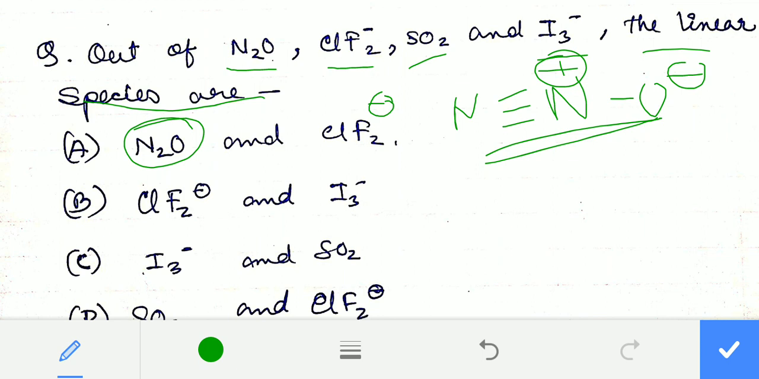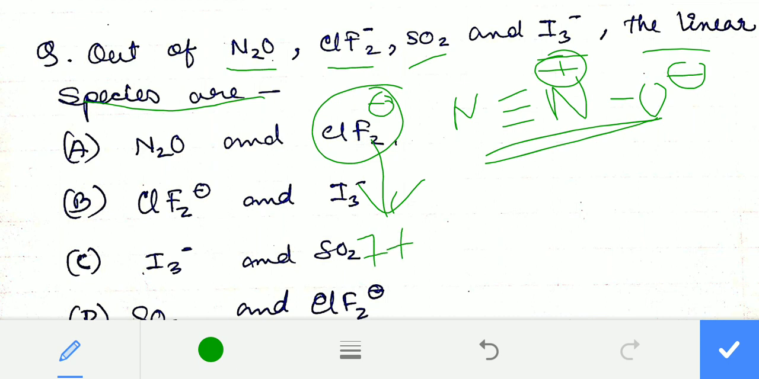Now let's check ClF2 minus. Now before drawing the ClF2 minus Lewis dot structure, you need to know the number of total valence electrons present in the molecule. Now number of valence electron in the chlorine atom is 7, and number of valence electron in the fluorine atom is also 7, but there are 2 fluorine atoms, so it will be 14, and one negative sign is there, so the total valence electron will be 22.